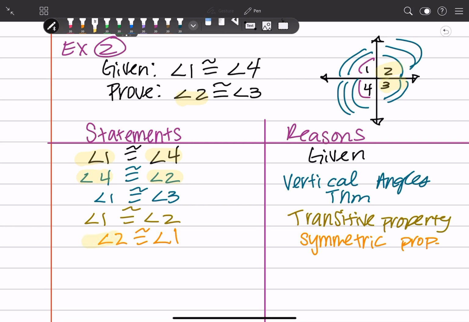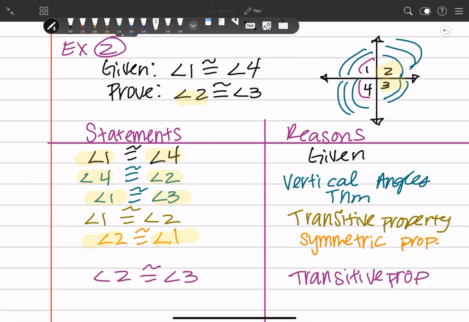So angle 2 is congruent to angle 1, and angle 1 is congruent to angle 3. Then you can say that angle 2 is congruent to angle 3. And you can say transitive property.